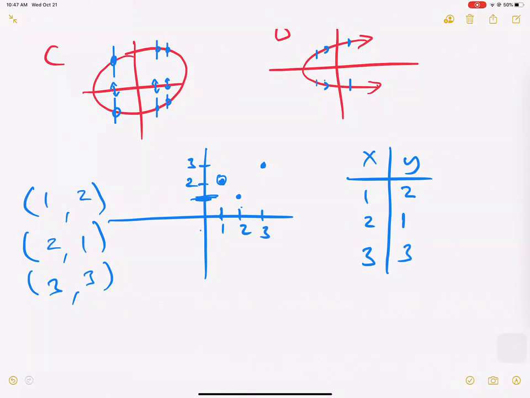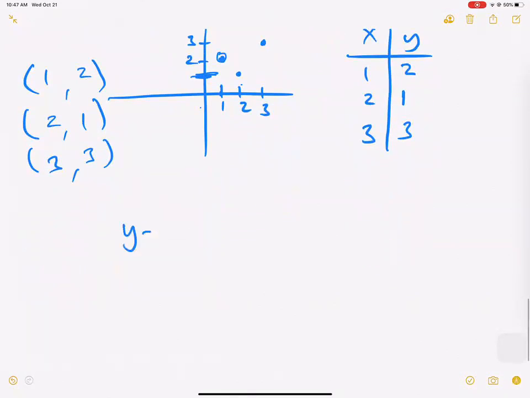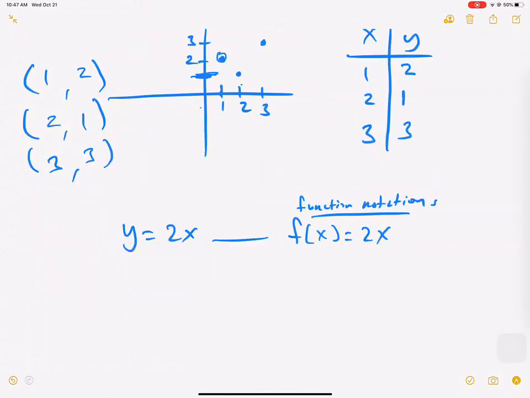Okay. Now, we've been working with the idea of y is equal to 2x. Now, we're coming up with this other way of talking about it, and that's going to be function notation. And it sounds kind of hard. It's a big word. But all it is, I am swapping y for f of x. Same thing.